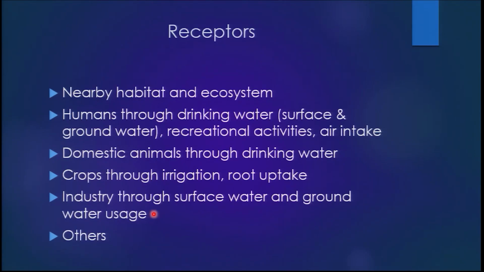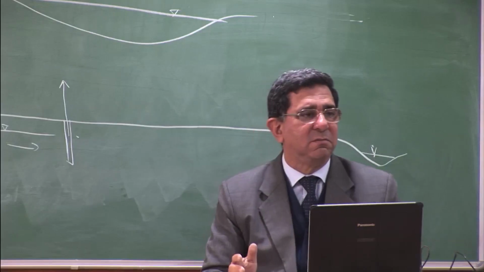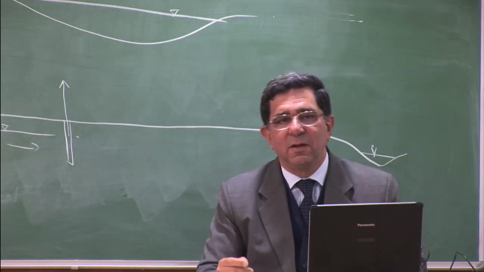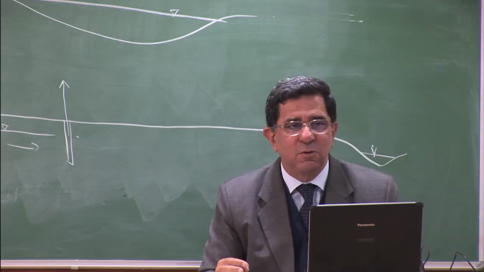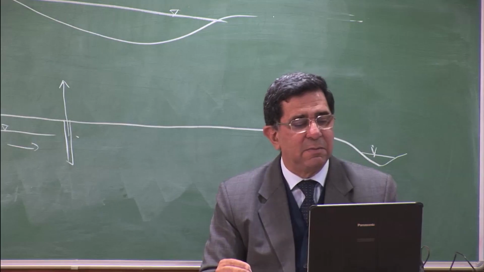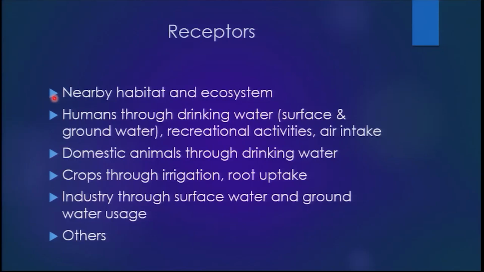Who receives? Why are we so bothered? Well, they are going, let them go. Well, receptors, who are the receptors of the contamination? The biggest problem is if there's habitation nearby. If human beings are using this, then the nearby habitat and the ecosystems. So to the humans, the contaminant can reach them through drinking water.